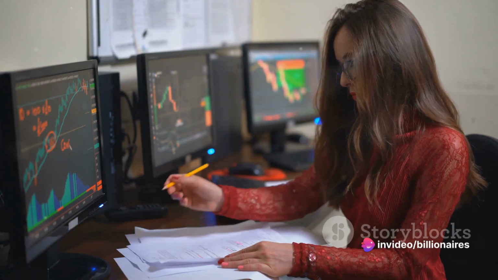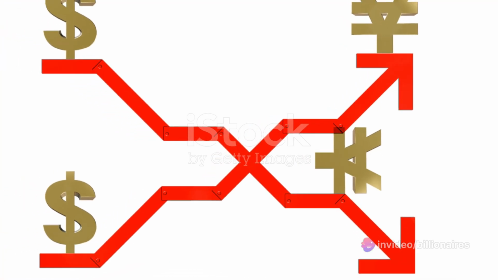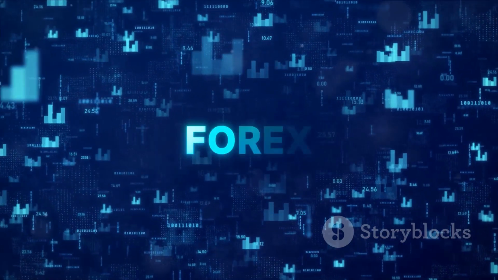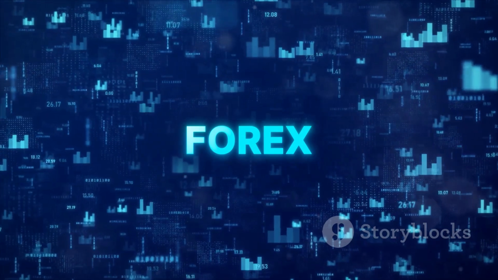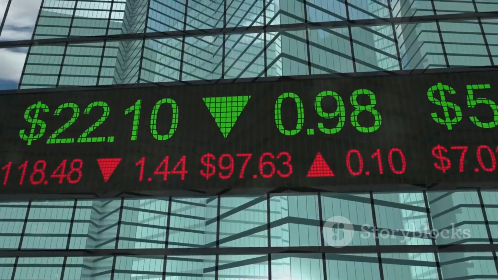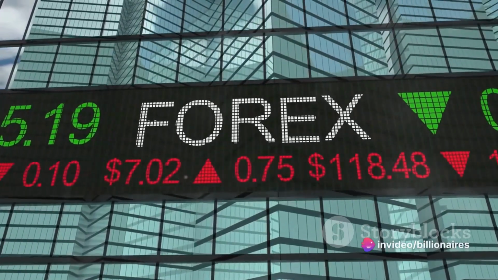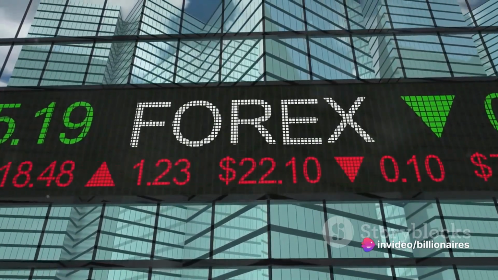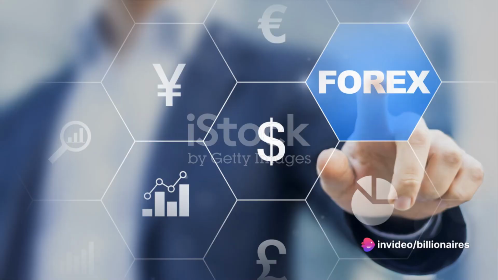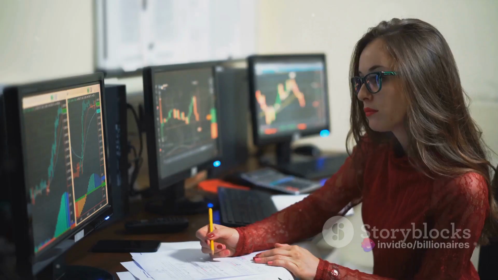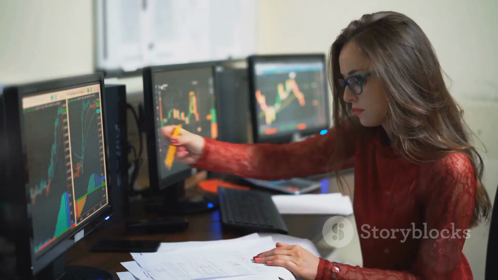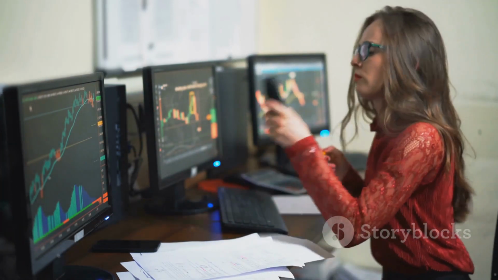Ever wondered why some people seem to effortlessly grow their wealth through Forex trading while others struggle to break even? It all boils down to strategy, the right kind of strategy. Let's dive deeper into the world of Forex trading strategies, shall we? First off, the Forex market, also known as the foreign exchange market, is a worldwide decentralized financial market for trading currencies. It's the largest and most liquid financial market in the world, with an average daily turnover in the trillions.